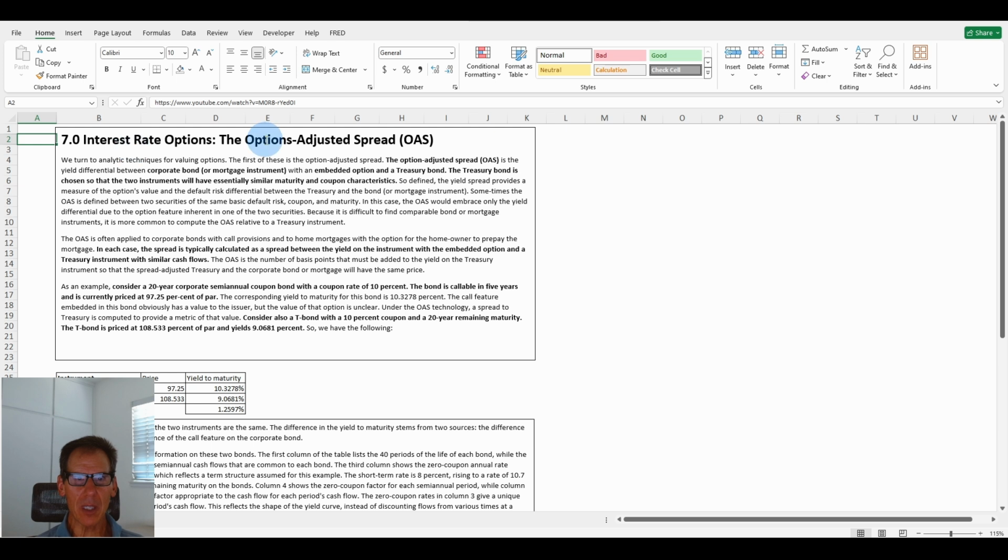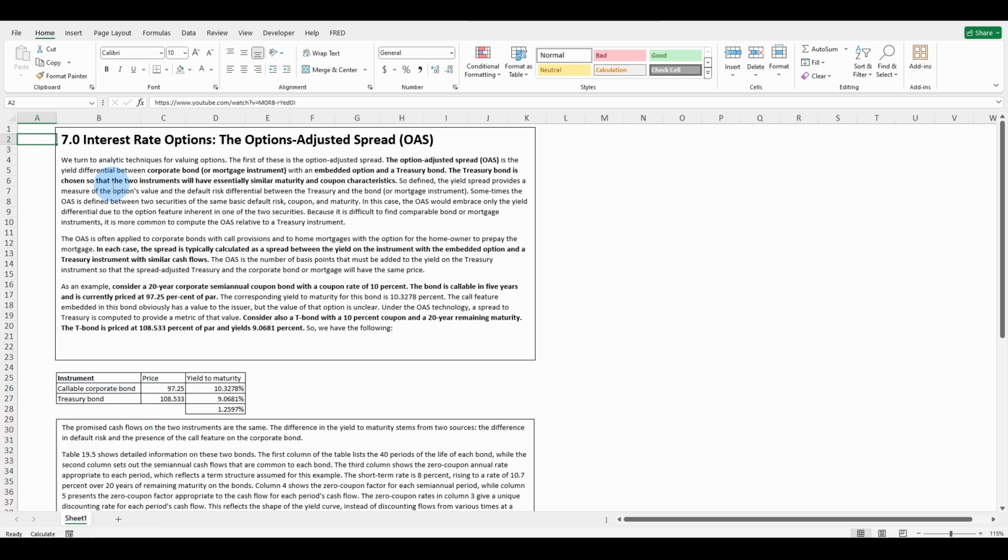How about interest rate options, the option adjusted spread, or the OAS? We turn to analytic techniques for valuing options. The first of these is the option adjusted spread. The option adjusted spread, OAS, is the yield differential between corporate bonds or mortgage instruments with an embedded option and a Treasury bond. The Treasury bond is chosen so that the two instruments will have essentially similar maturities and coupon characteristics. Defined, the yield spread provides a measure of the option's value and the default risk differential between the Treasury and the bond or mortgage instrument.